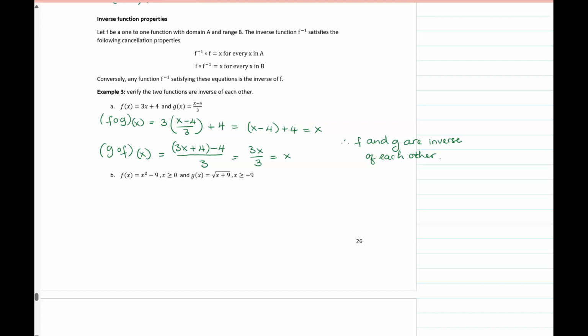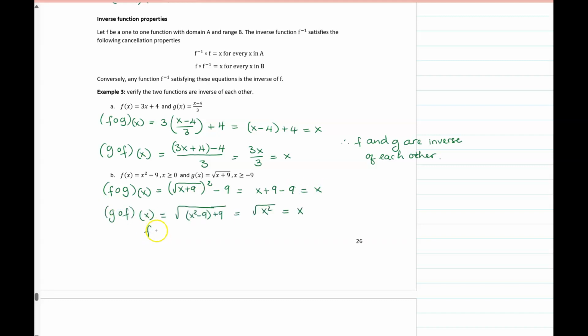Let's take a look at the next one. So f compose g of x, and g compose f. So then f and g are inverses of each other.